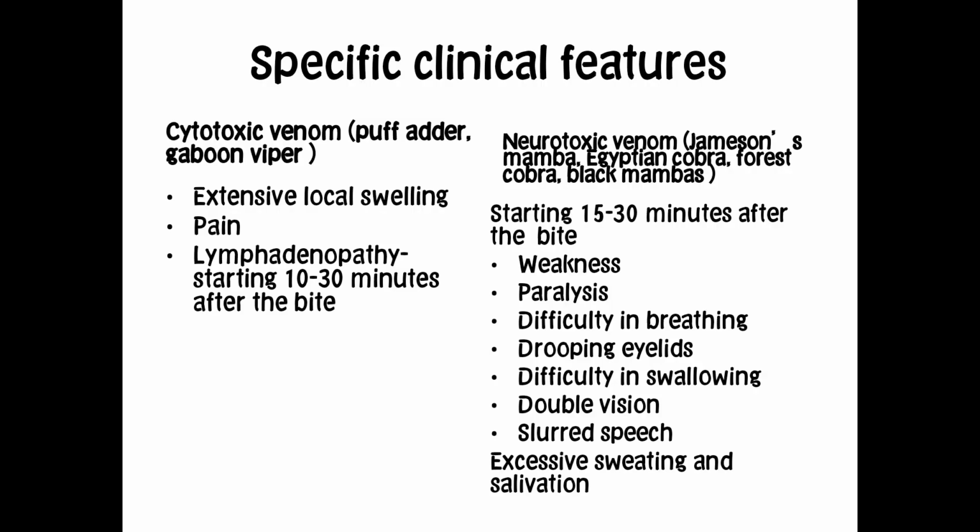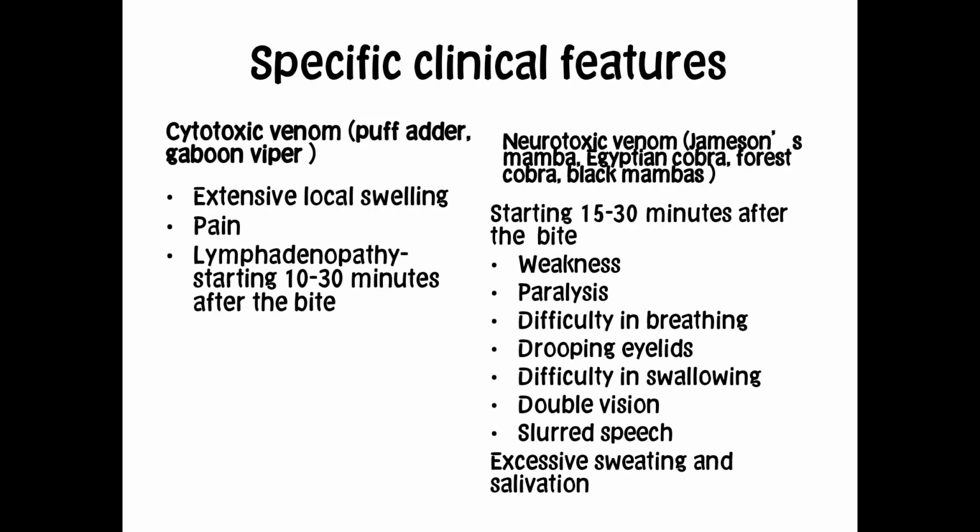Specific types of snakes produce specific types of venom that have different effects on the body. So we are now going to discuss the specific clinical features that are caused by different types of venom following envenomation. In case there has been envenomation by the cytotoxic venom, which is produced by the puff adder and the Gabon viper, there is extensive local swelling, pain, and lymphadenopathy, which occurs 10 to 30 minutes after the bite.